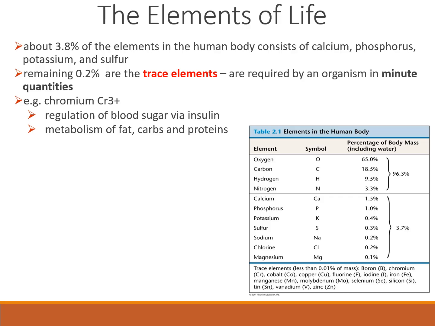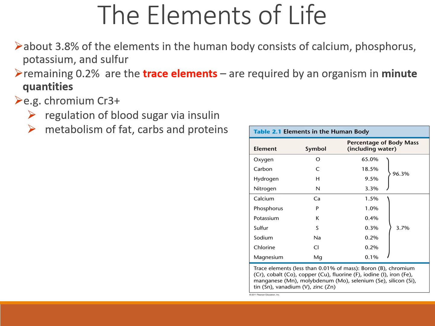For example, chromium, trivalent chromium, is a trace element that is required in our body for regulating blood sugar via insulin signaling. It's involved in the metabolism of fat, carbohydrates, and proteins. The trace elements are listed down here in this table. You've got things like fluorine. Fluorine is really important for strengthening the hydroxyapatite calcium phosphate matrix of our bones and teeth.